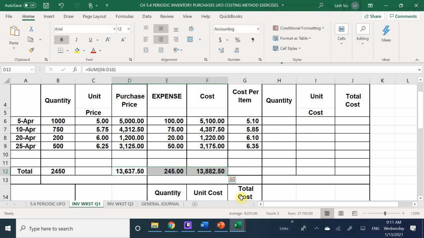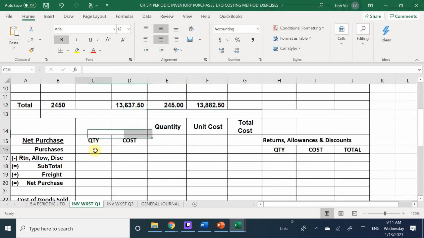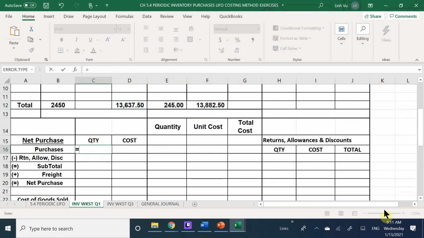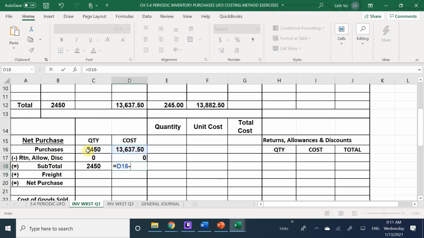So now that we have this part, let's go ahead and solve for the bottom half. How much total items did I purchase? 2,450, costing me 13,637.50. Okay. In this case, we don't have any purchase returns or allowances. So what's going to happen is we're going to take this, we're going to subtract any purchase returns and allowances, which gives us basically the same number.